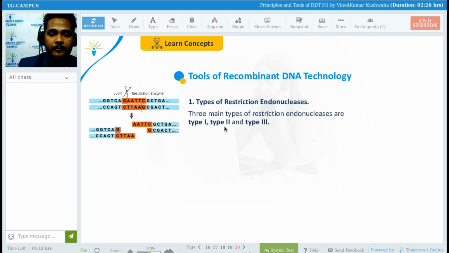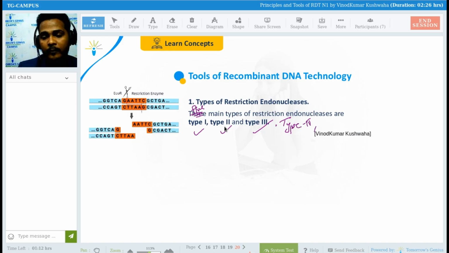So this is type 1, type 2 and type 3. Total 3 main types as written over here, but now there are 5 in number, so you can just make a slight correction. Total 5 main types of restriction endonucleases are present nowadays. So I'm just writing here type 4 and type 5. Okay, total 5.